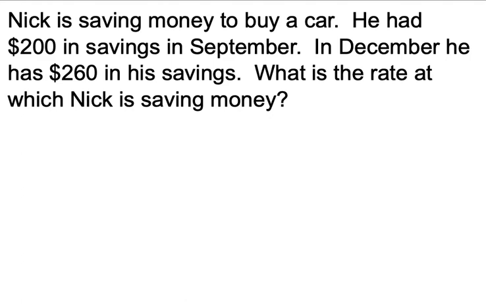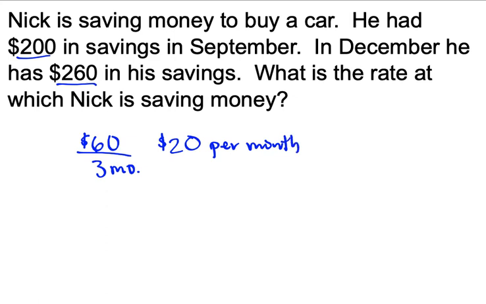Nick is saving money to buy a car. He had $200 in savings in September. In December, he has $260 in his savings. What is the rate at which Nick is saving money? All right, since he went from $200 to $260, that's $60. And it was from September to December. So September to October is 1 month, to November is the second month, and into December is the third month. So he saves $60 in 3 months. That is $20 per month as the unit rate.